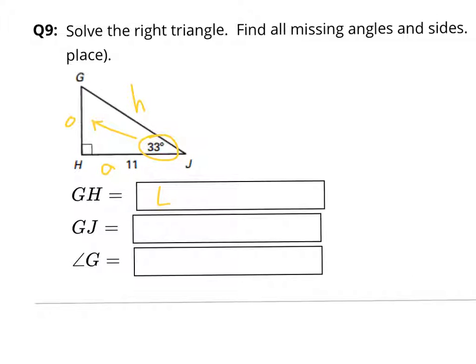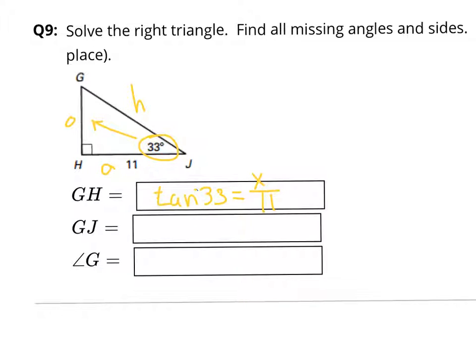So we're going to say the inverse of tangent. Or I'm sorry, not the inverse, my bad. Just tangent of 33 equals the opposite, which would be x, we don't know, over 11. And solve for x. Okay, solve for x.